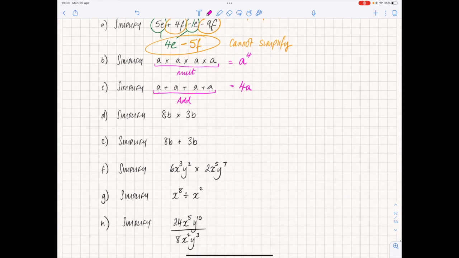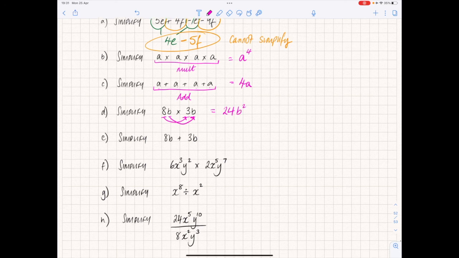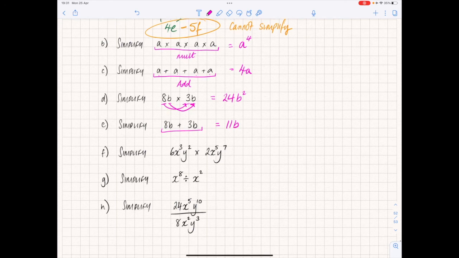Next one, if you get a number and a letter, deal with your numbers first. So 8 times 3 is 24. Then deal with your letters. B times b is just b squared, 24b squared. Notice the difference here. This is 8b plus 3b is 11b. Very different question.